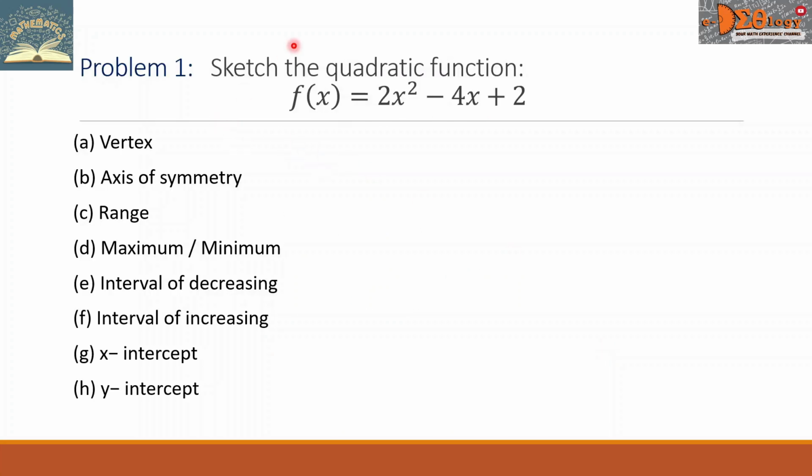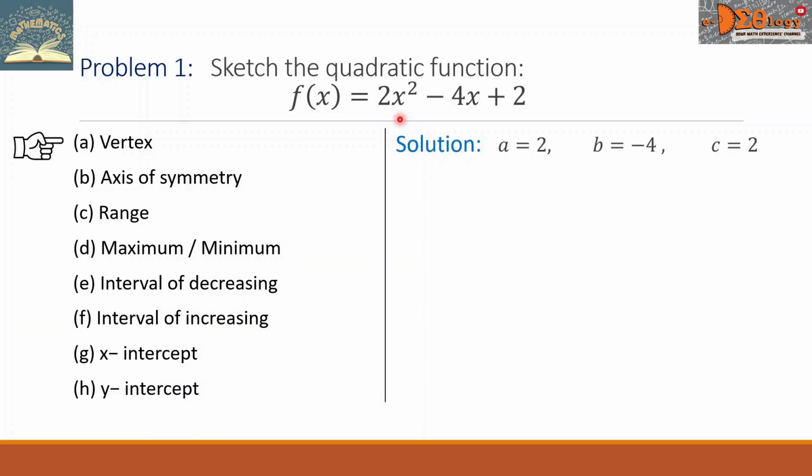Problem 1. Sketch the quadratic function f of x equals 2x squared minus 4x plus 2. Then we provide the corresponding values of these properties. Let's begin with A, the vertex.